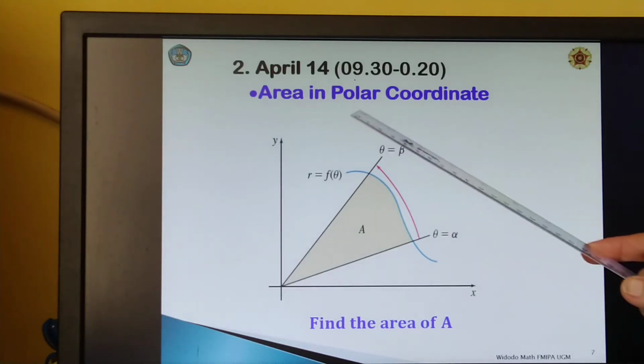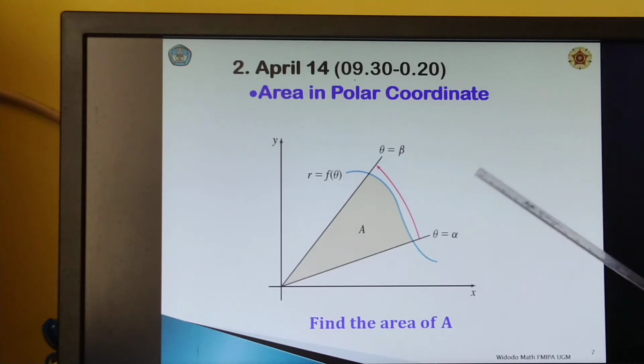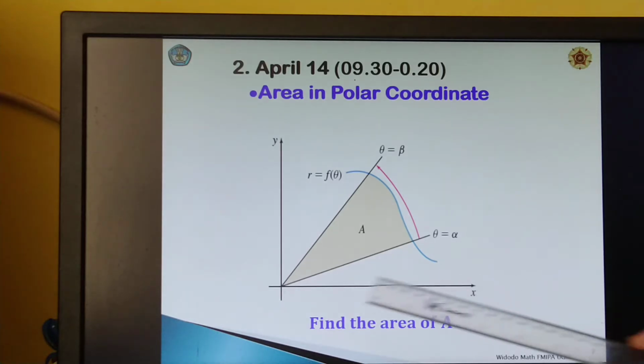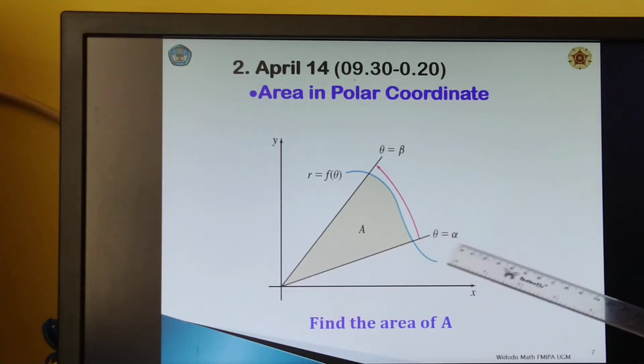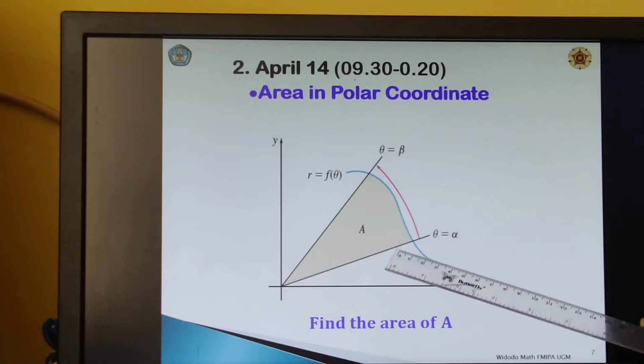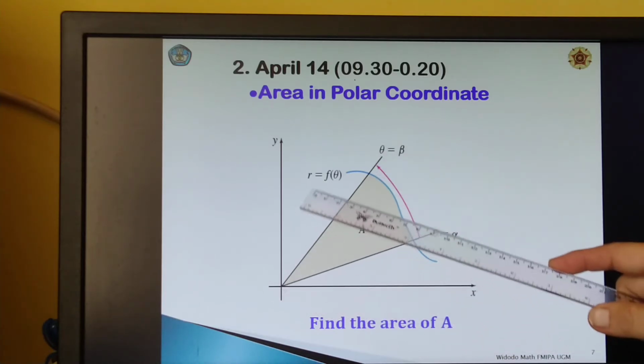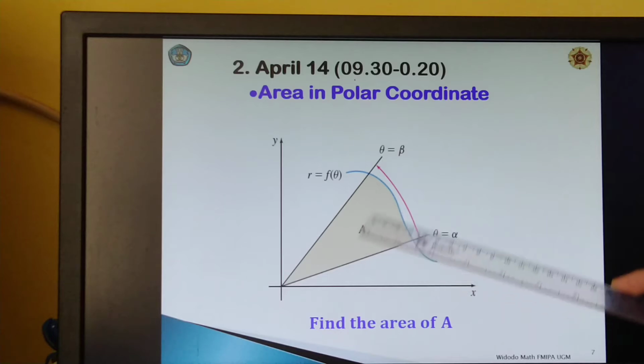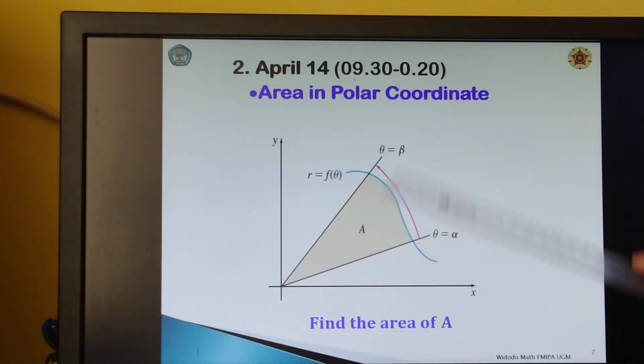Secondly is the area in polar coordinates. The area can also be described in the following way. First, we have theta equal to alpha and theta equal to beta, and A lies between 0 and the curve r equal to f(theta). So this A is the flat area in polar coordinates. We would like to find the area of A. The formula of the area of A can be described by the definite integral. We will discuss it later in detail.